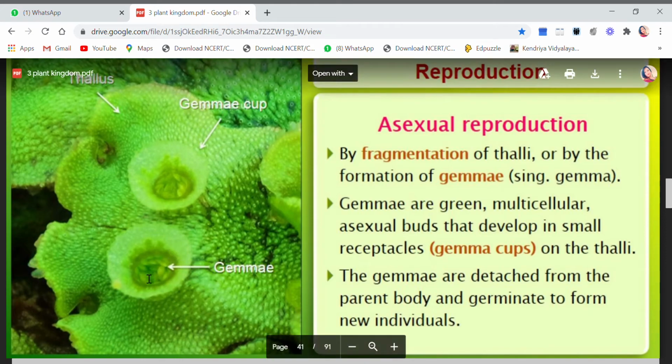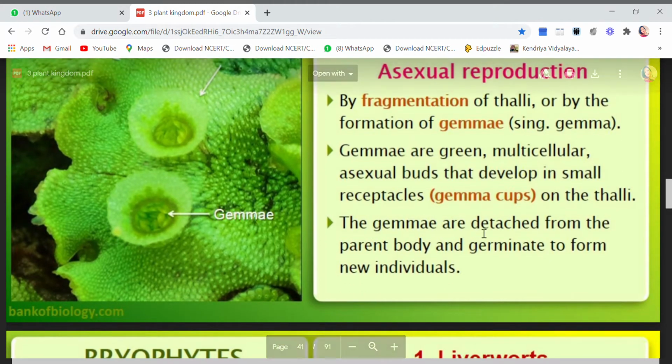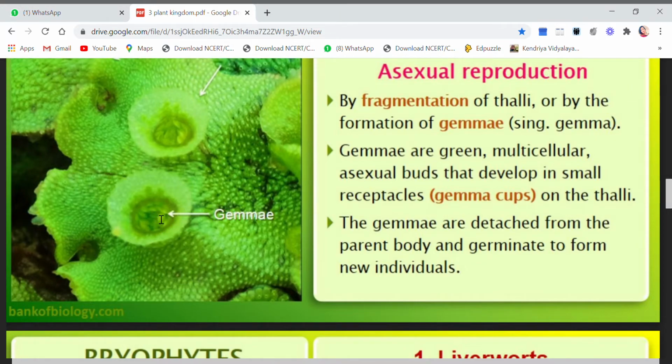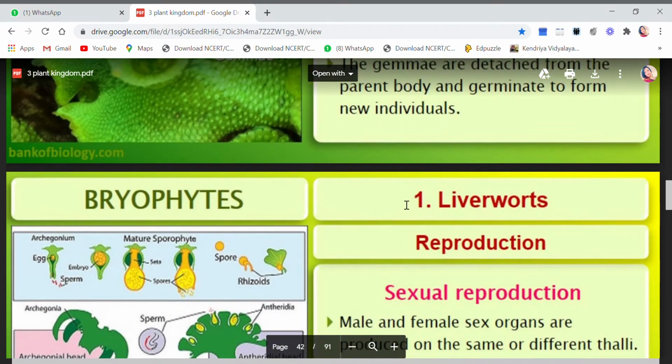As you see here, they can reproduce. Gemmae are green, multicellular, asexual buds that develop in small receptacles called gemma cups. These are the gemma cups, and inside them you have gemmae on the thalli. The gemmae get detached from the parent body, and wherever they fall, they can germinate into a new individual. This is also asexual reproduction, because no fusion of male and female gametes has taken place.